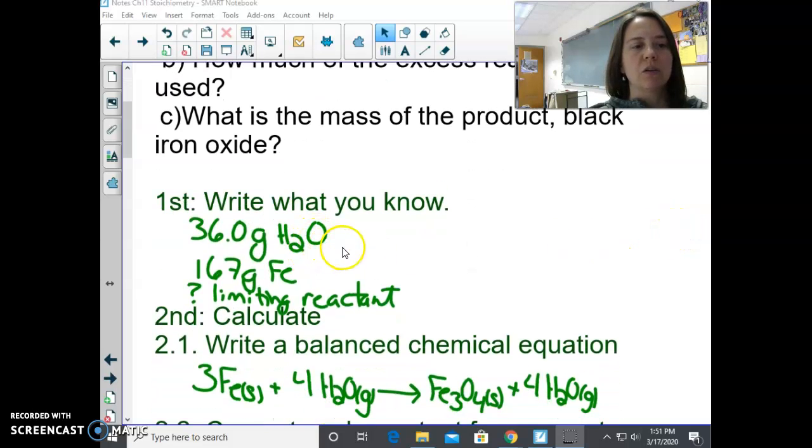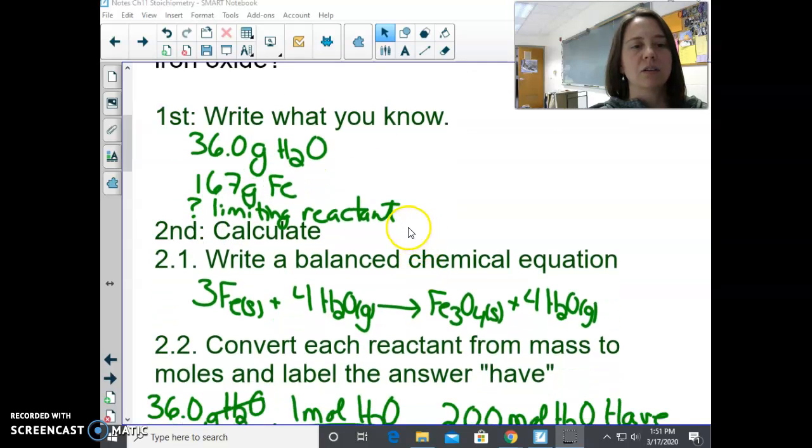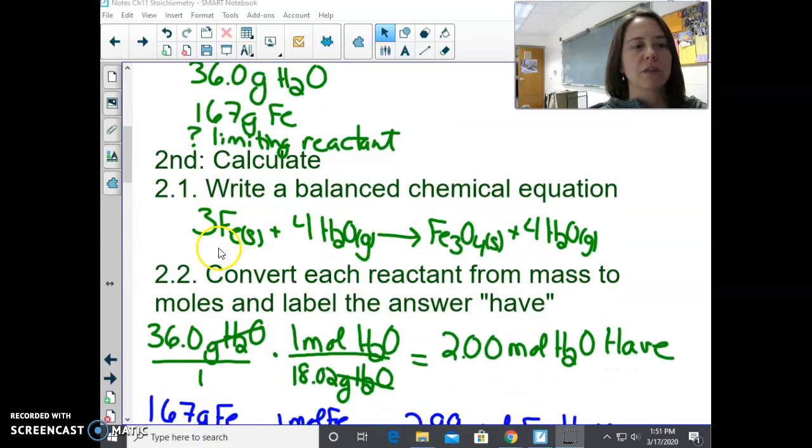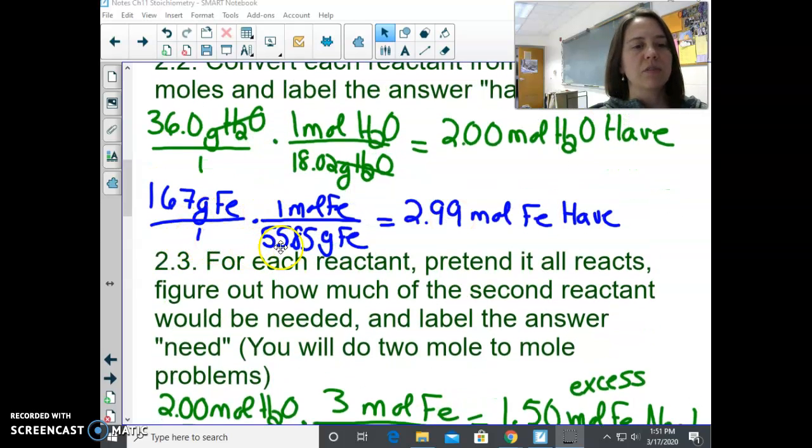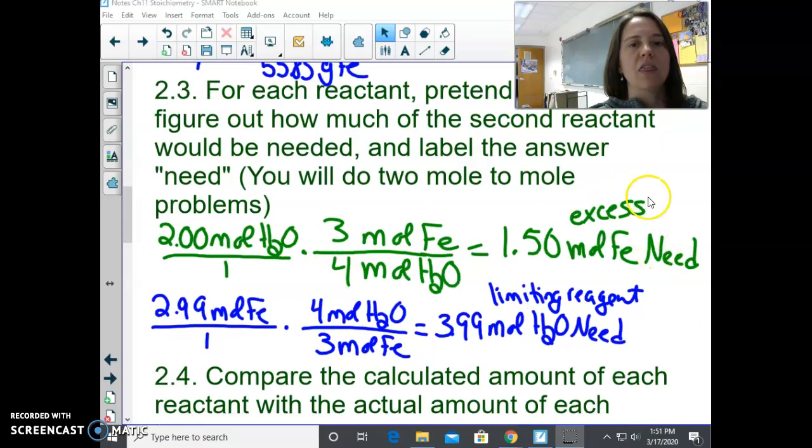We wrote down what we knew, 36 grams of water, 167 grams of iron. We're calculating the limiting reactant. Our balanced chemical equation was given to us. We took the amount of water and converted it into moles, and that is the moles of water we have, 2.00. And we did the same thing with iron. We have 2.99 moles of iron.